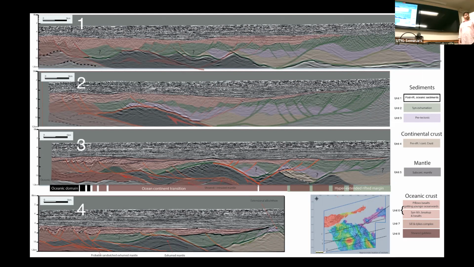You wouldn't have this in the magma-rich case. I'll get to that at the very end of the talk. Thank you for spoiling the plot twist at the very end.